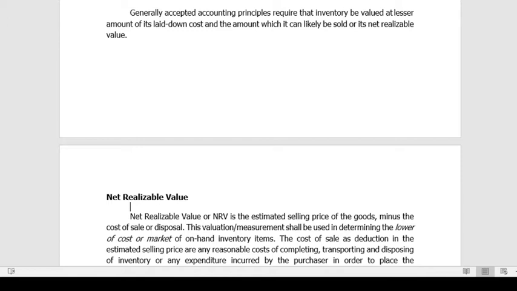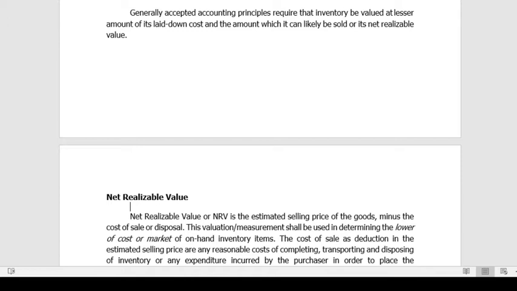So what is the logic on using the lower of cost and net realizable value? The rationale is prudence and conservatism. The principle of prudence and conservatism is the reason why the measurement of the inventory is the lower of the cost and the net realizable value. Hindi pwede na naka-reflect yung inventory mo at a high amount or it is overstated. It is in excess of what the net realizable value is.